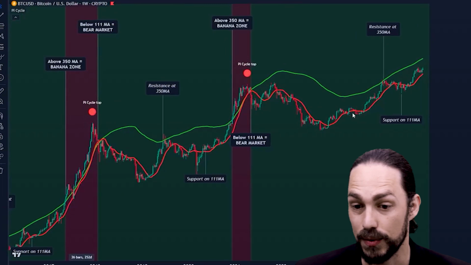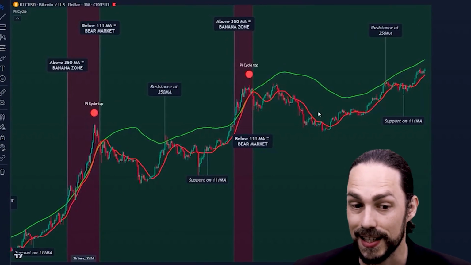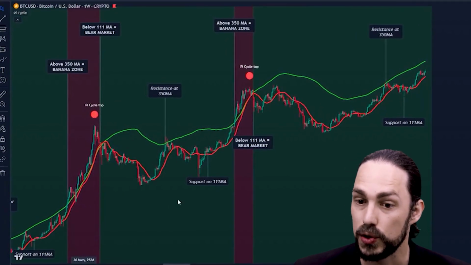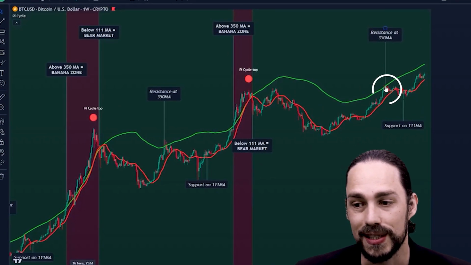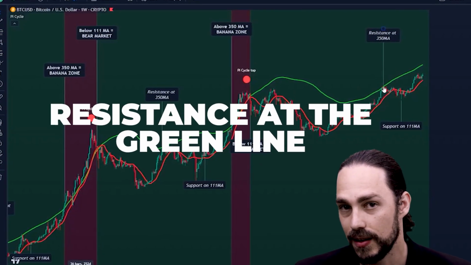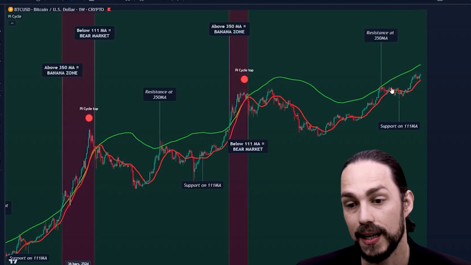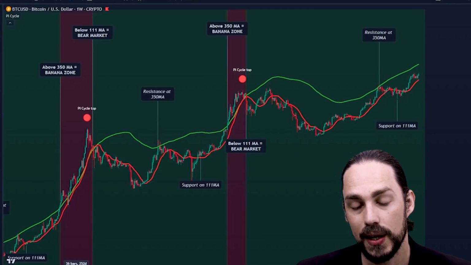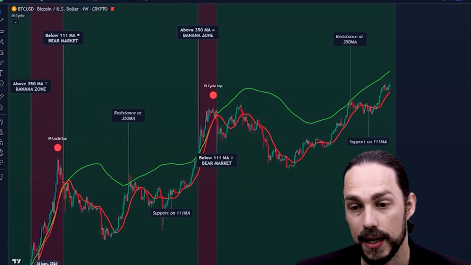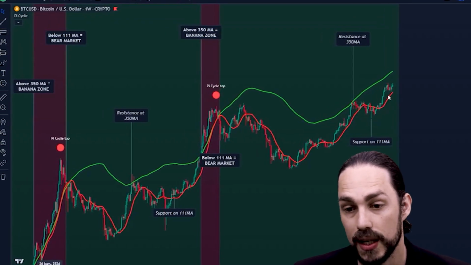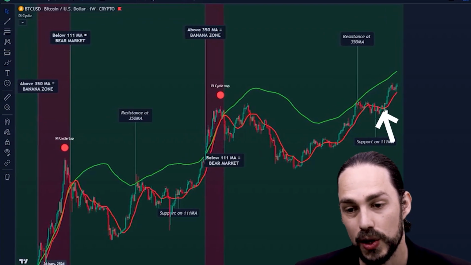Now this is fascinating. If we look at this pattern immediately, it has similarities with the previous two patterns. And now we are riding this red line, and there we got resistance at the green line. We broke back down, holding this red line as support, and this is where we are currently finding ourselves with the Pi Cycle Top indicator. We are treating this red line as support.